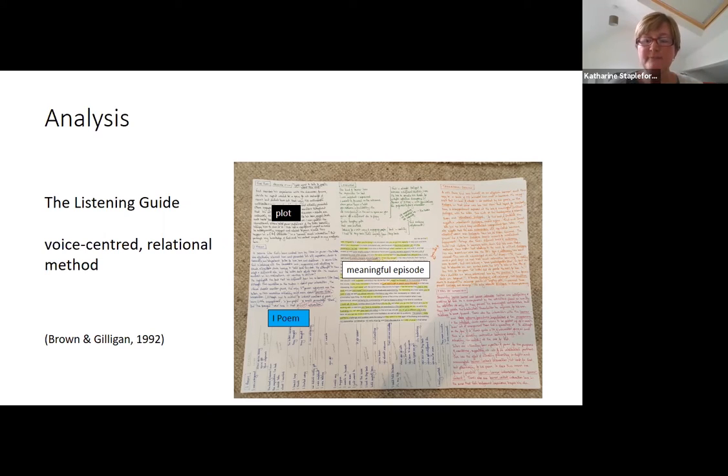And I found the I poem a really powerful technique because it enabled me to really see how the participants viewed themselves in relation to other characters or events in the narrative and the extent to which they identified with those other elements or perhaps not. And I think that it's so powerful because it takes the focus away from what is said to how it is said.